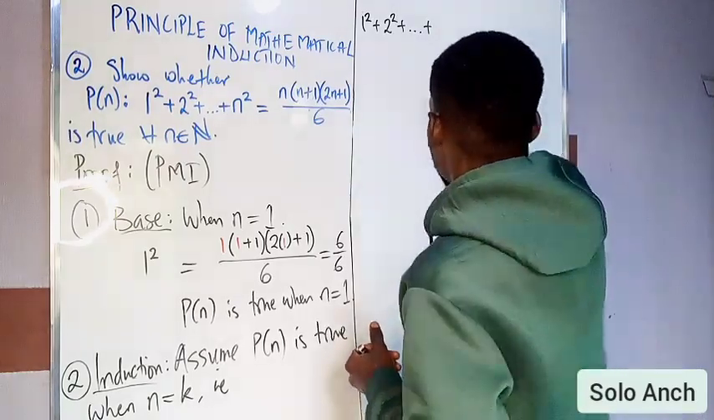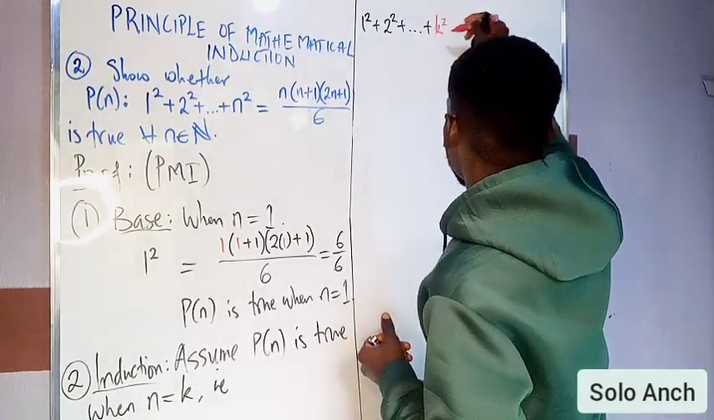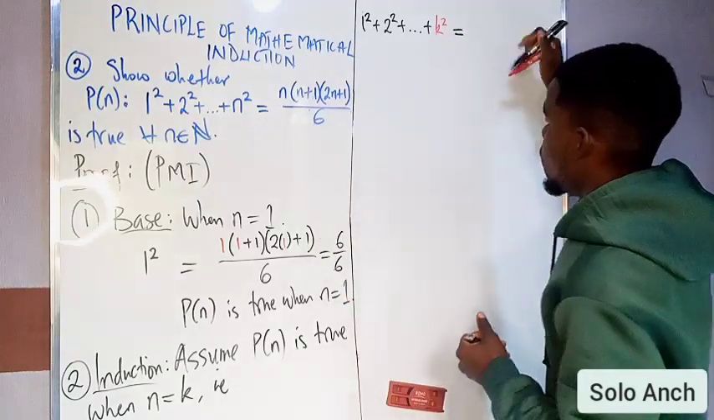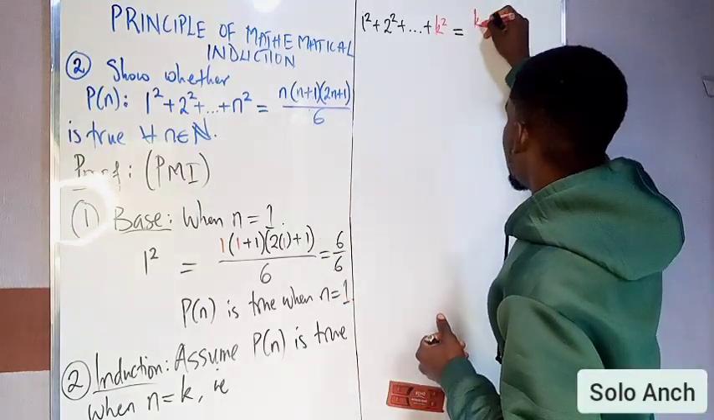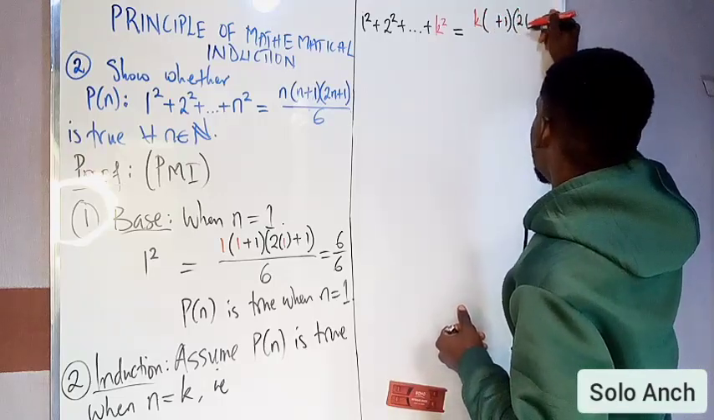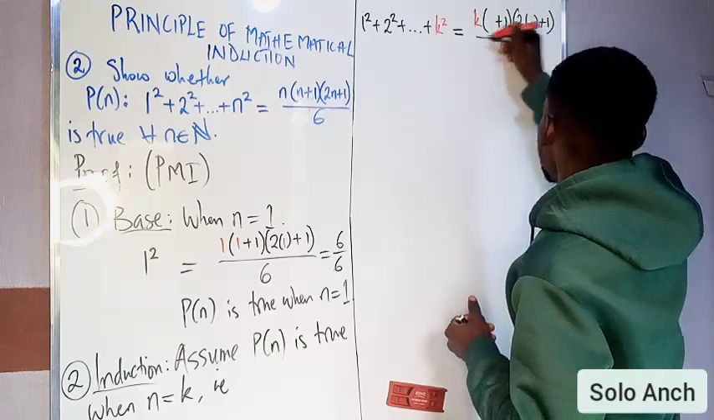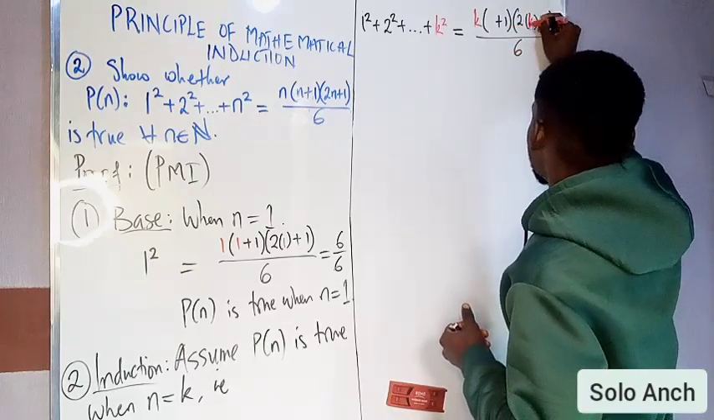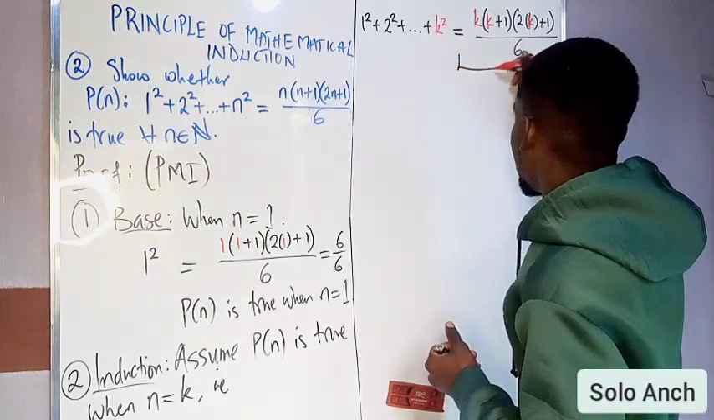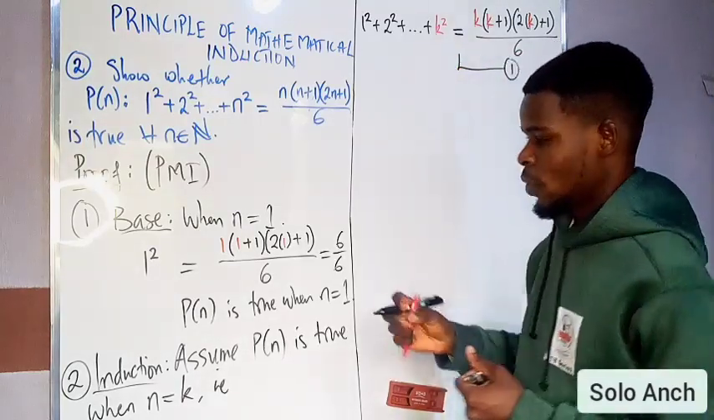1 squared plus 2 squared plus 3 squared up to k squared is going to be, well, we're going to replace each of these n's by k. That is going to be k into k plus 1 into 2k plus 1 divided by 6. So each of these will just be k, right? Good. That's the assumption. So we can give this a name. We can call it equation 1, as always.